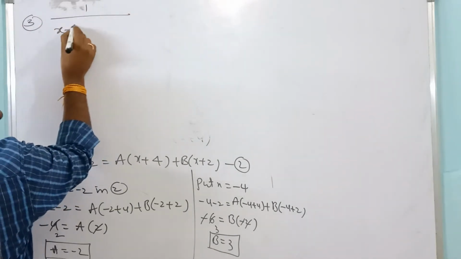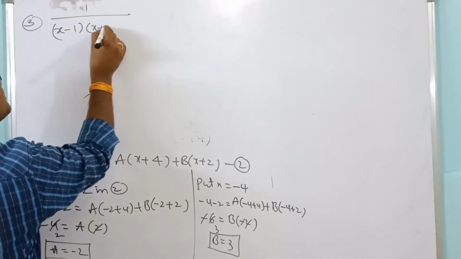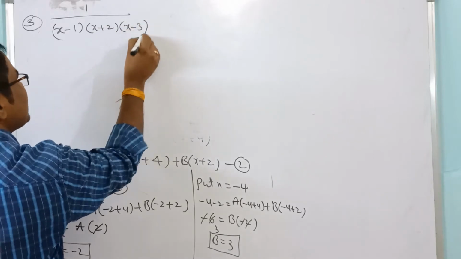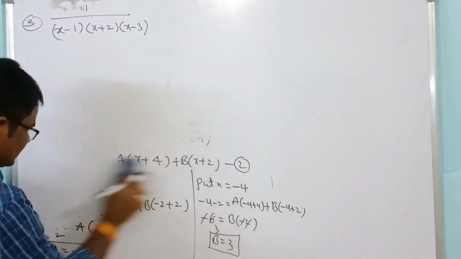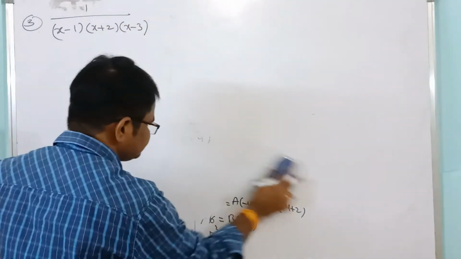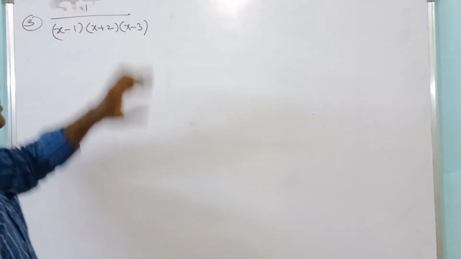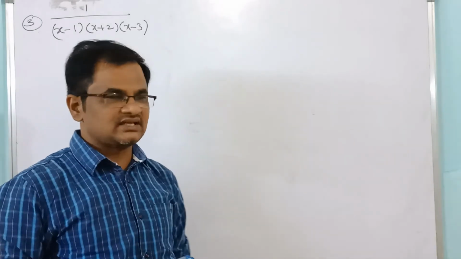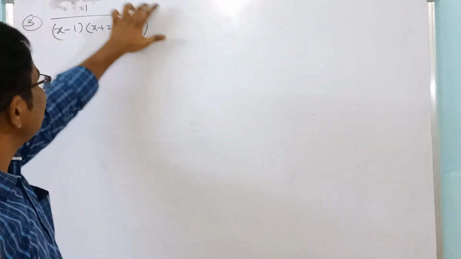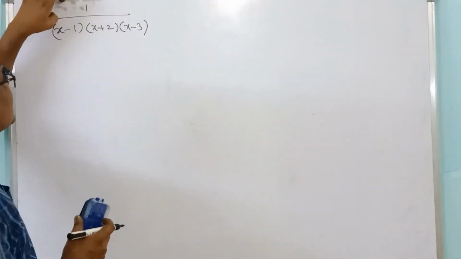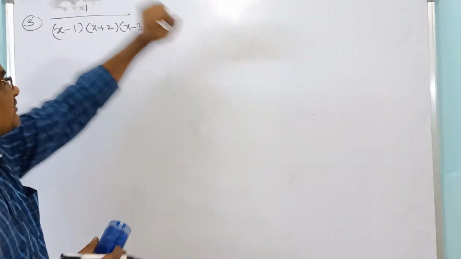1 by (x minus 1)(x plus 2)(x minus 3). This is one more problem. Here clearly it is a proper fraction. Resolve into proper partial fractions.